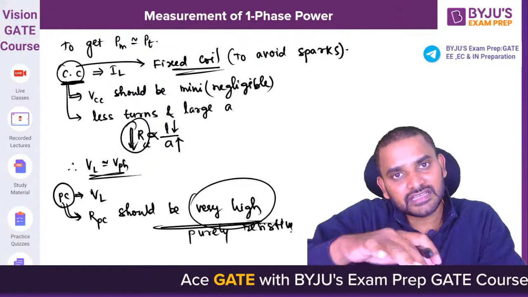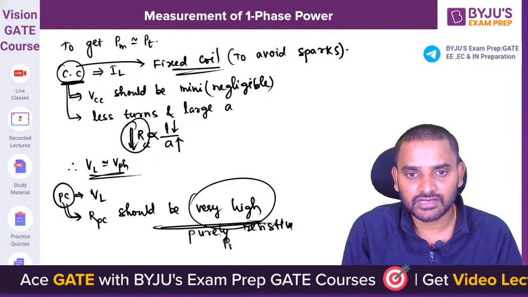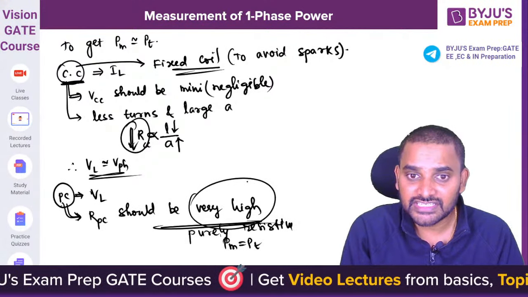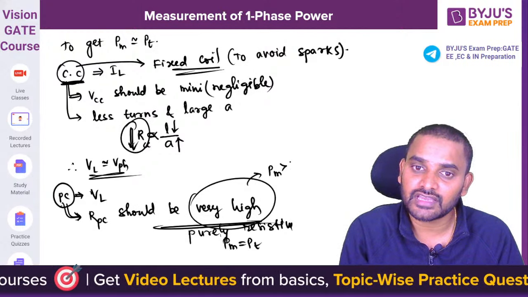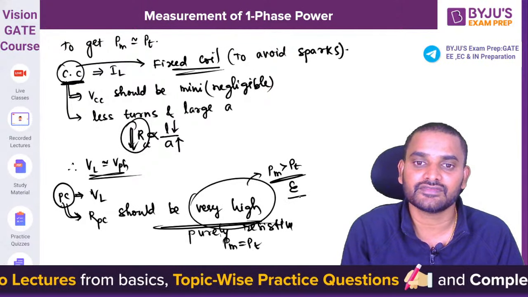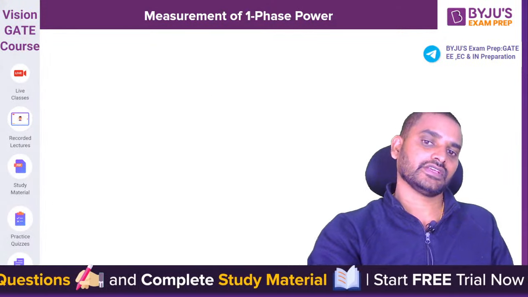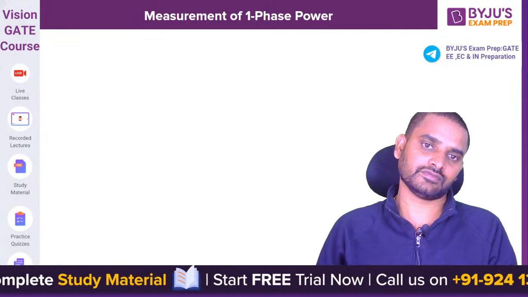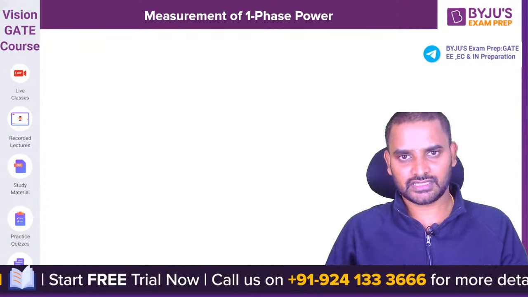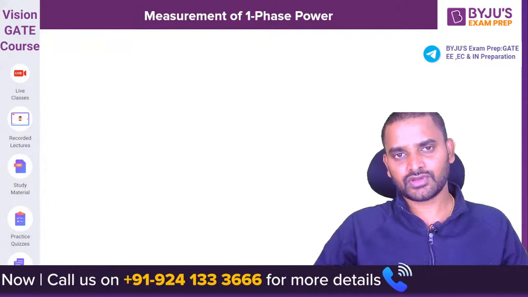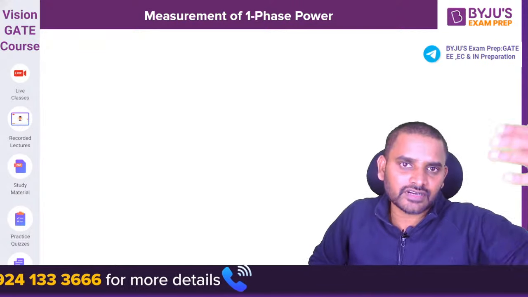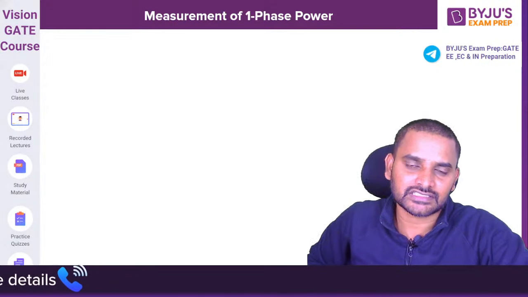Then only the measured power is equal to the true power. If it is very high, I can say the measured power is greater than the true power. There will be a chance of error again. So this is the measurement of single phase power, and you can get questions from the average power calculation.